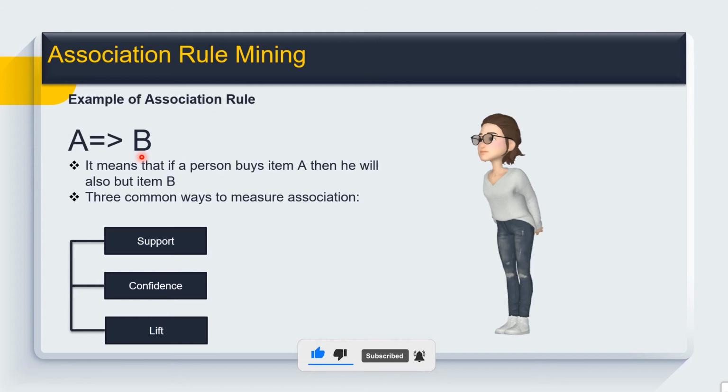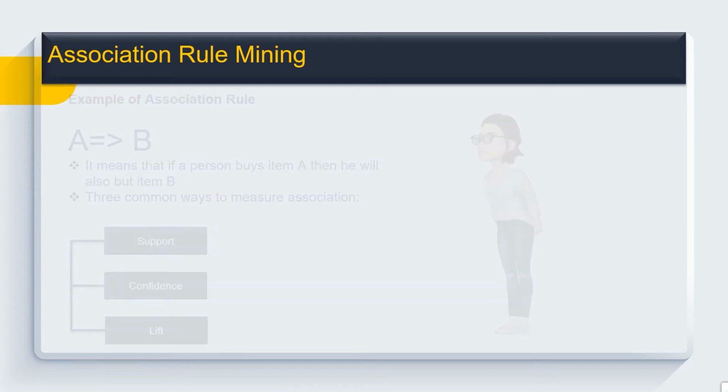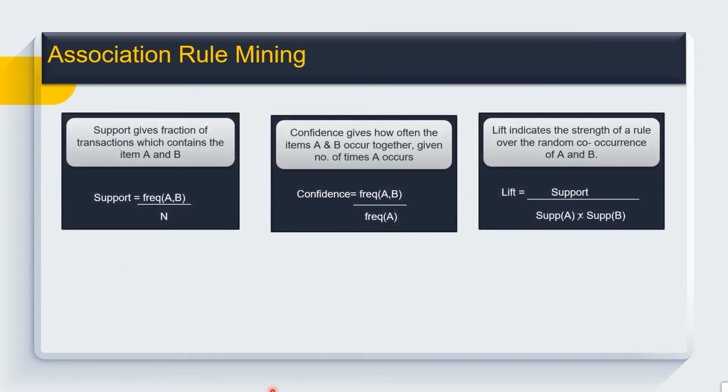Now, there are three common ways to measure a particular association, because we have to find these rules on the basis of some statistics. So, what we do is use support, confidence, and lift. These are three common measures to have a look at association rule mining and know exactly how good that rule is. So first of all, we have support. Support gives the fraction of transactions which contain items A and B.